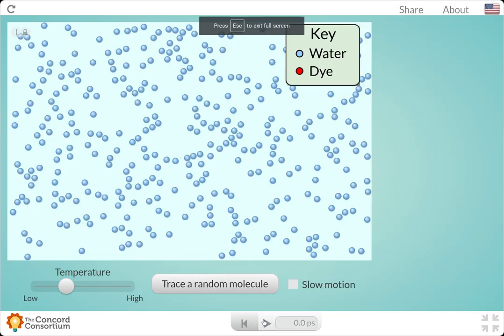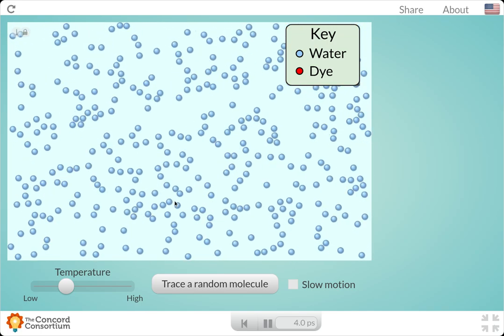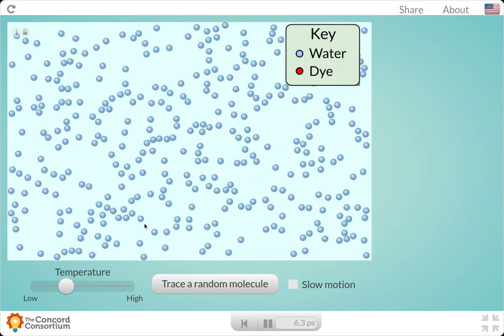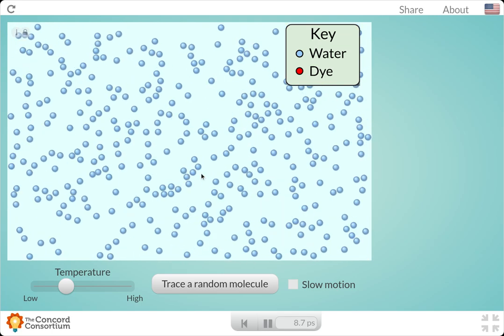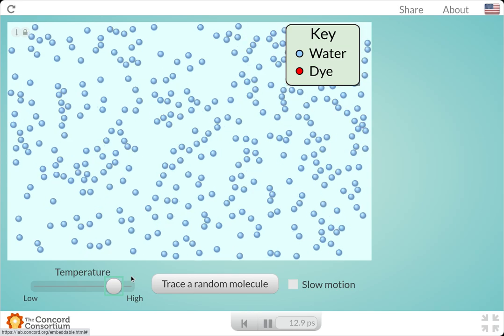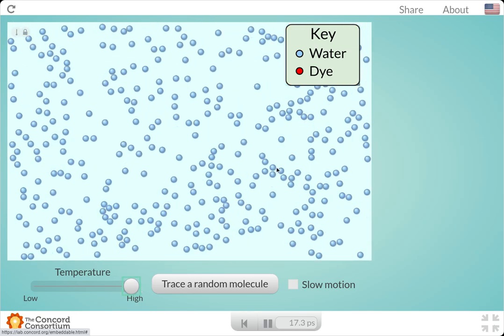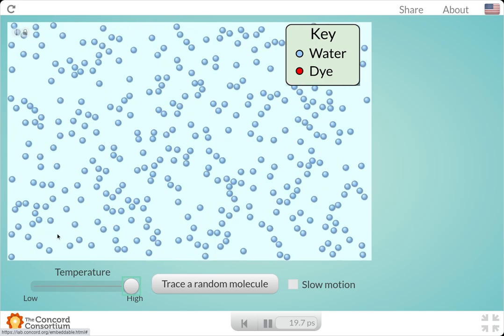Now, before, when we were watching this, the random movement of particles is doing okay so far, but if we increase the temperature, we can get these substances to move a lot faster. We're giving them a lot more energy. And so diffusion will happen at a much higher rate.